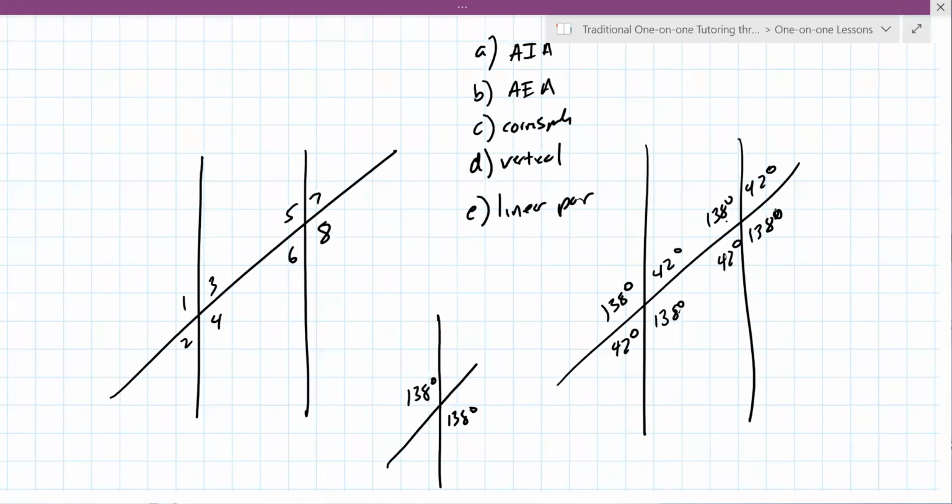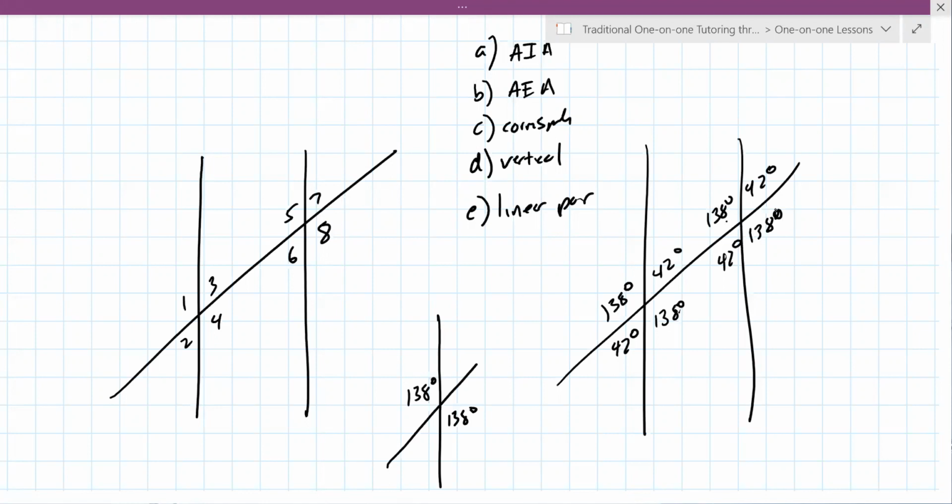It's the fact that we already know there's only two options, right? It's either true or false, true or false. But you have to explain why it's true or false. So these are, yes, they're congruent, but why?